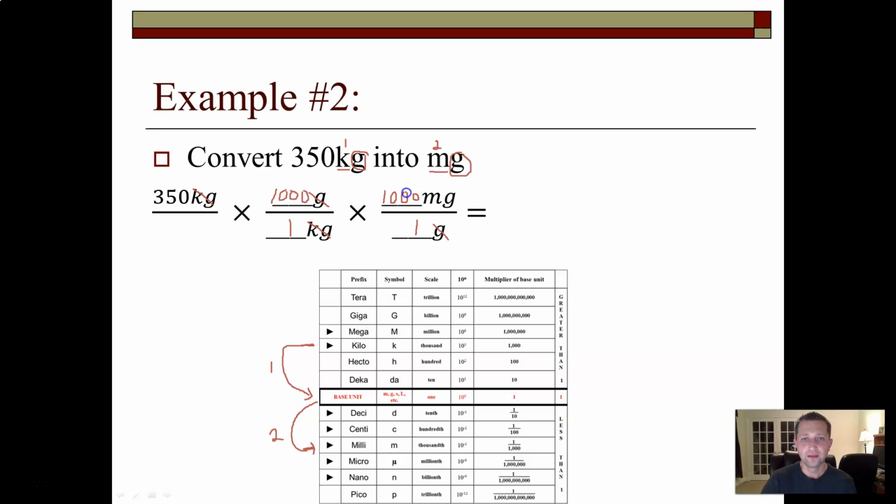All right. Okay, easy. So you have kilograms cancel, grams cancel. You have 350 times 1,000 times 1,000. There's only 2 sig figs here. The 0 is not significant. So you get 3.5 times 10 to the 8th. Now you could have that whole number written out, but when you get so big, try to put it in scientific notation. That's example number 2.